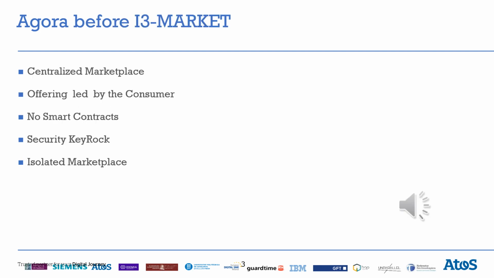First we will talk about AGORA before i3 Market. AGORA is a centralized marketplace. Data offerings are created by the consumer. It is the consumer who initiates the offer. AGORA doesn't have the capacity to create smart contracts. The marketplace is securized by AGORA. AGORA is an isolated marketplace.